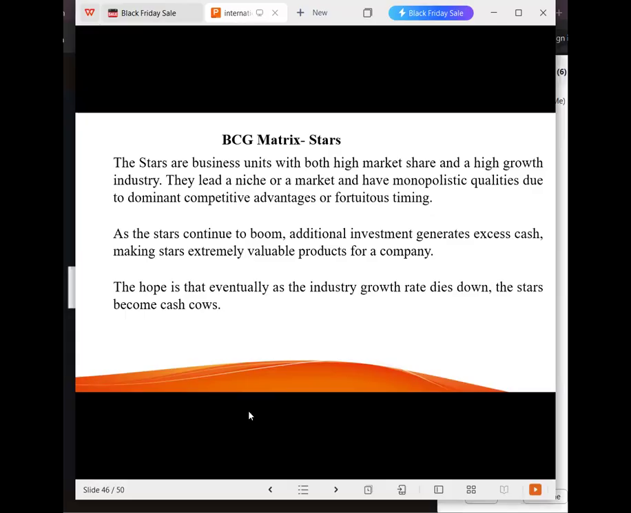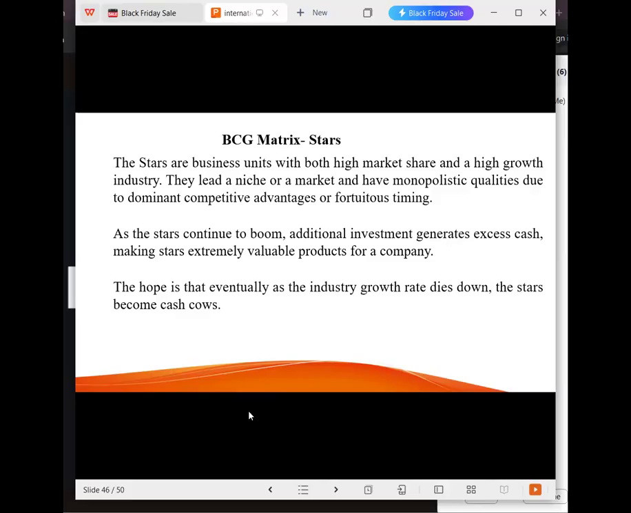One has to keep watching out and engaging in continuous research. You have to keep spending money on research to know what is going on, to know your customers, to know your market. And so as the stars continue to boom, that additional investment generates excess cash, making star an extremely valuable product for a company. So one has to keep investing to also earn that money. You have to keep investing in advert, in product packaging, design, put more money in the distribution channels, have more vehicles to make sure products are readily available and the rest.